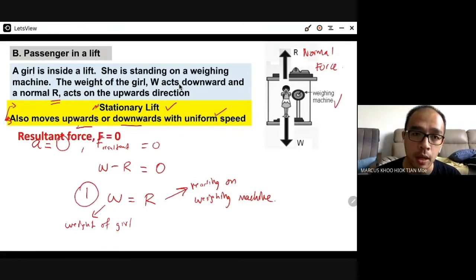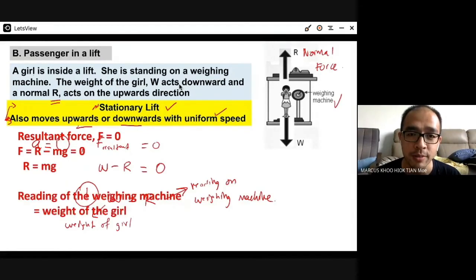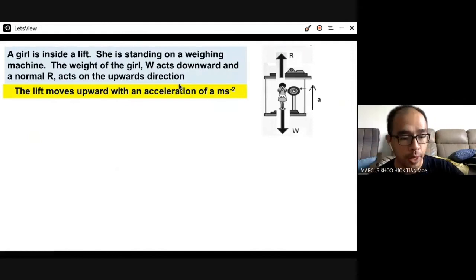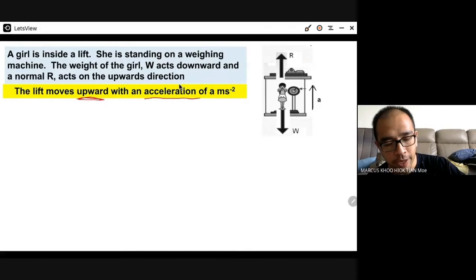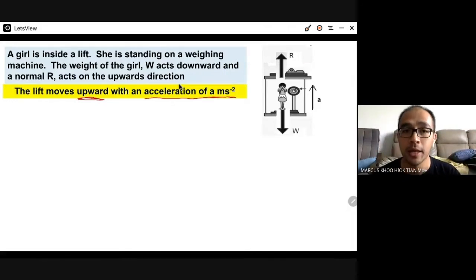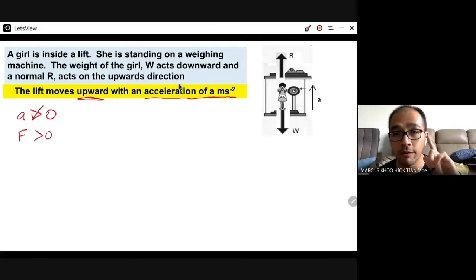Sorry, I keep forgetting that. Saya tulis ni kan, terus macam ni. Situation number 2. The lift moves upward with an acceleration of a meters per second squared. Now we've said this before. If there is an acceleration, there is going to be a resultant force. Memang ada resultant force.